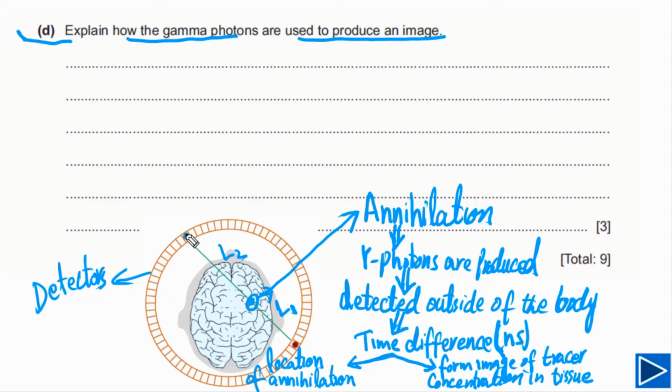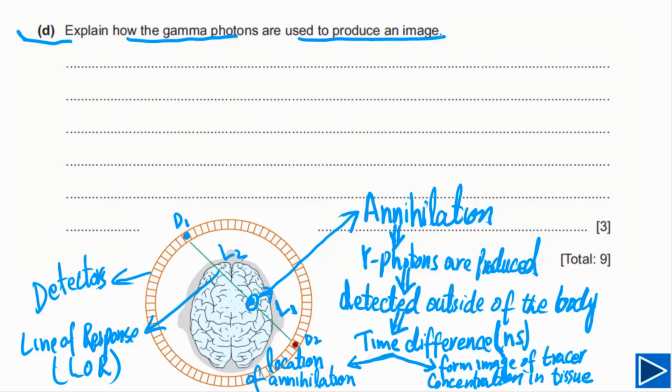Let's say this is detector D1 and this is detector D2. The line between these two detectors is called the line of response, or LOR. The line between two activated detectors is called the line of response. That's all you need to understand to write down the answer for this question.